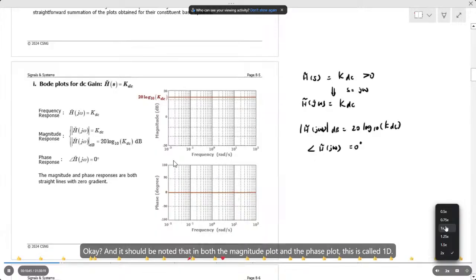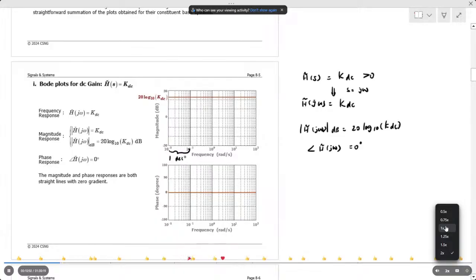It should be noted that in both the magnitude plot and the phase plot, this is called 1 decade.